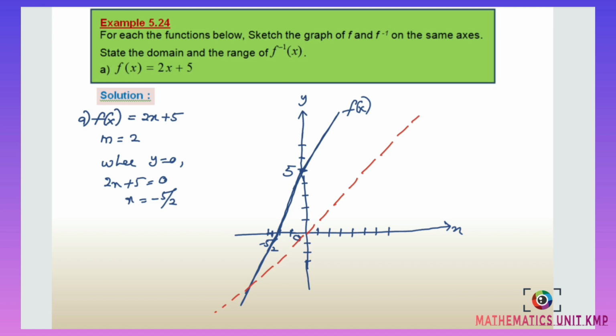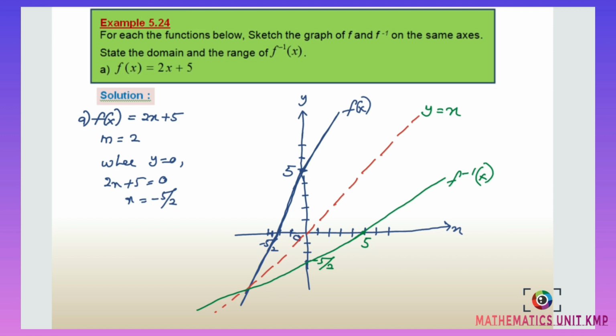Now we draw the dotted line. The dotted line is the reflection line, y equal to x, and we can reflect to get the inverse. When the graph intercepts the y-axis at 5, that means it reflects to intercept the x-axis at 5. When it intercepts the x-axis at negative 5 over 2, it reflects to intercept the y-axis at negative 5 over 2. Okay, draw the graph of f inverse x.